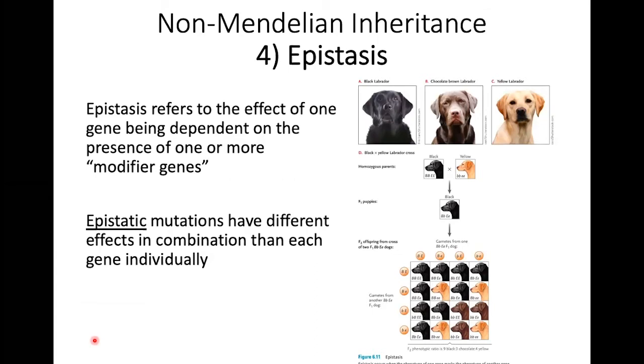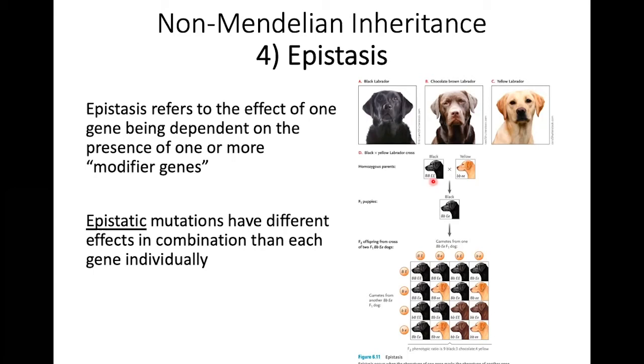Okay, and now we're going to look at epistasis. Now, epistasis refers to the fact that you can have one gene that is dependent on the presence of one or more modifier genes. In this example, we're going to look at fur color of Labradors. Now, there are 2 different genes at play here. And so you may be looking at this originally thinking, okay, this looks a little bit like a dihybrid cross. You have a 4 by 4 square. Well, think back to Mendel, right? With Mendel, we were looking at traits that were independent of one another.